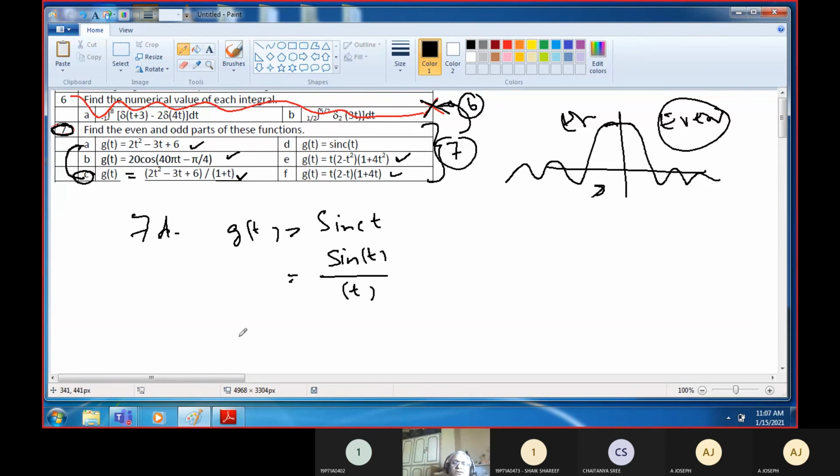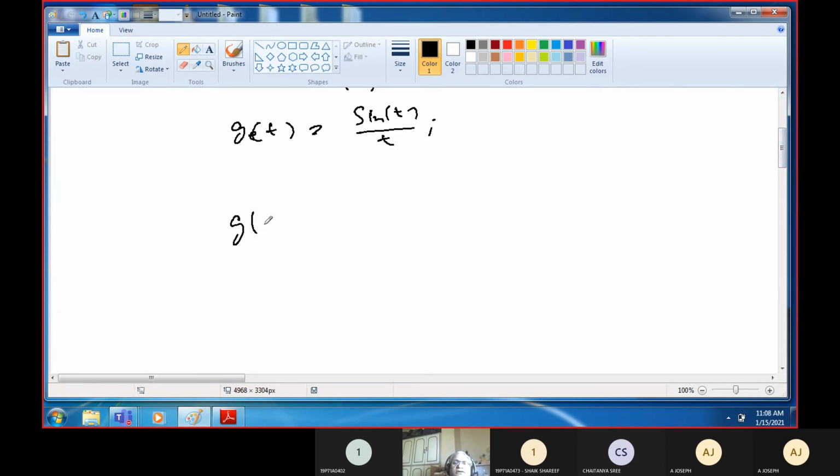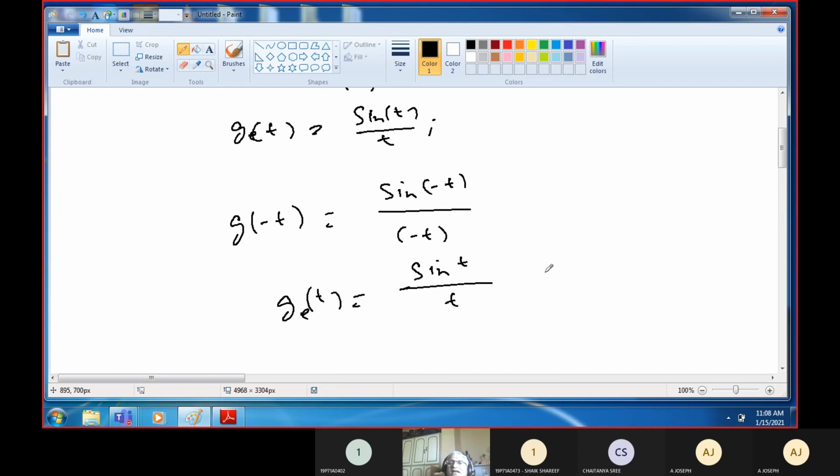Now you have to find out what is g(t). You have to write, g(t) is sin t by t. And what is g(-t)? What is g(-t)? You should write, replacing with minus t wherever t is there. So this is the next one. By simplifying these two, you have to find out the even function. What is the even function? The answer is sin t by t plus sin of minus t divided by minus t, all divided by 2.